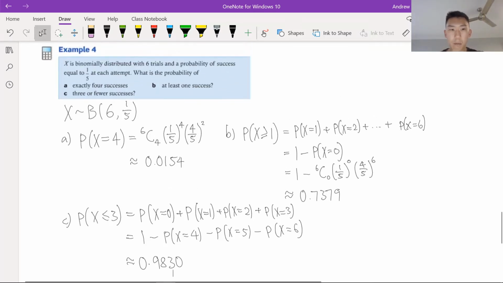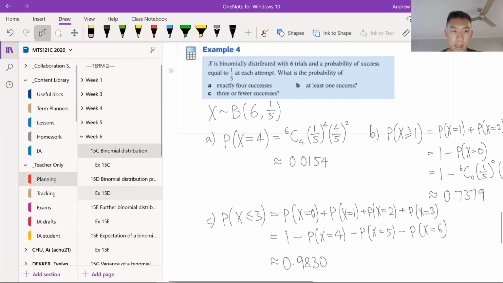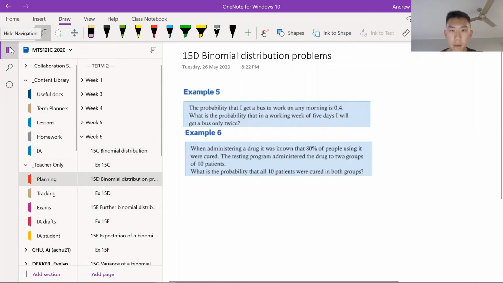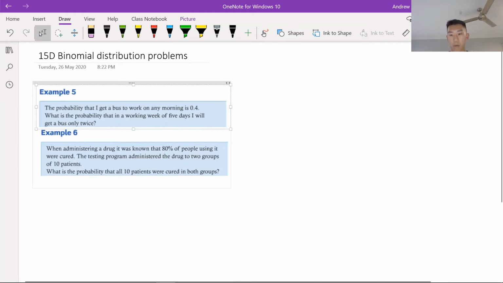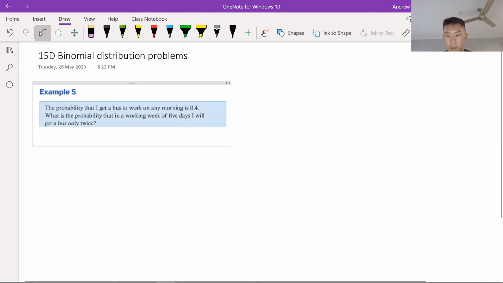Alright, so that's example 4. So that's kind of like an introduction into a bit of the nitty-gritty. Alright, let's go on to the next example. So example 5. Let's make some space here.